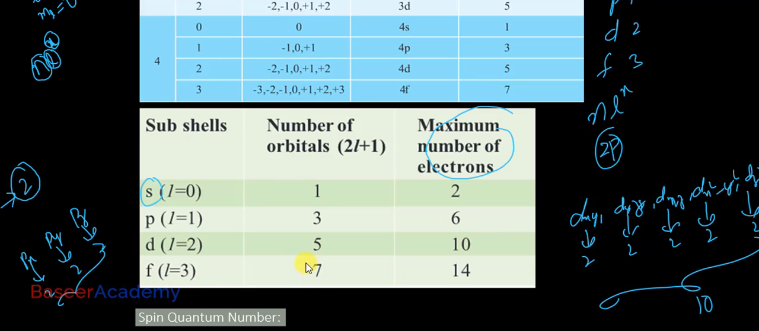F is splitting into 7 orbitals. Each orbital will have 2 electrons. So 2 into 7 is 14. So this will have 14 electrons. This is very important. You have to know this. If you don't know this, it is almost impossible for you to write down the electronic configuration.